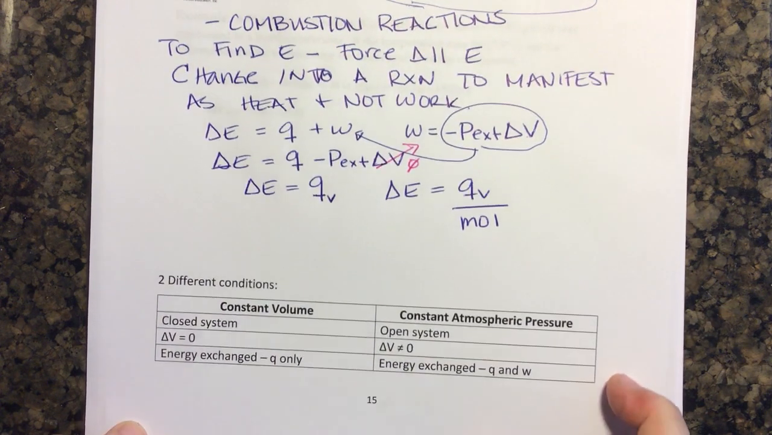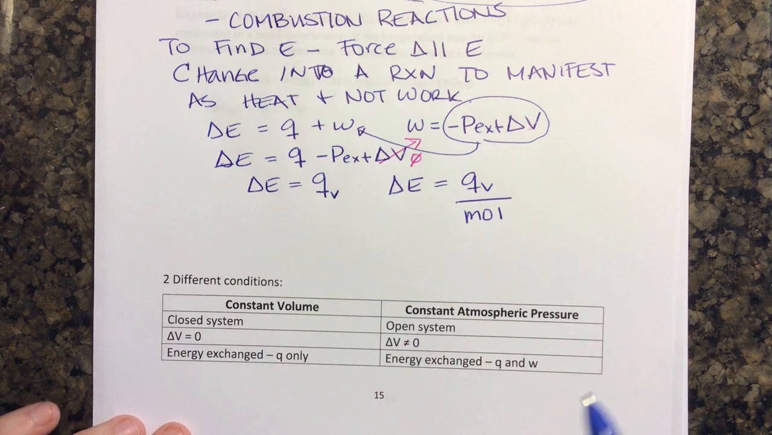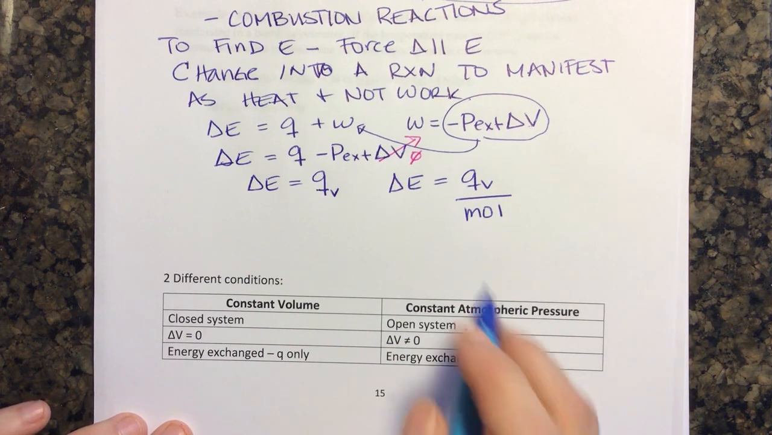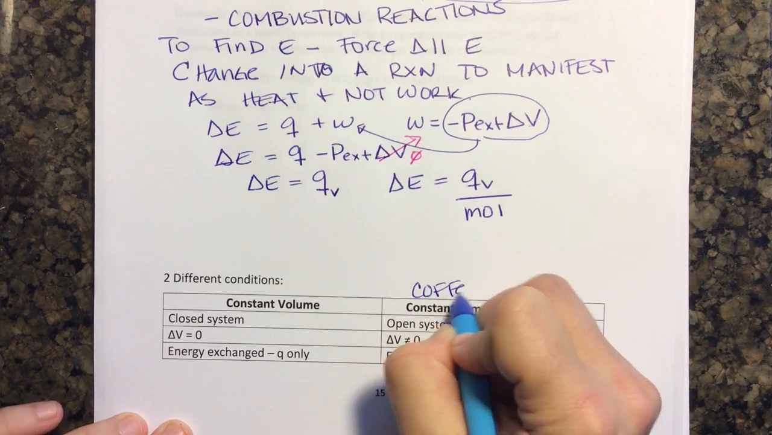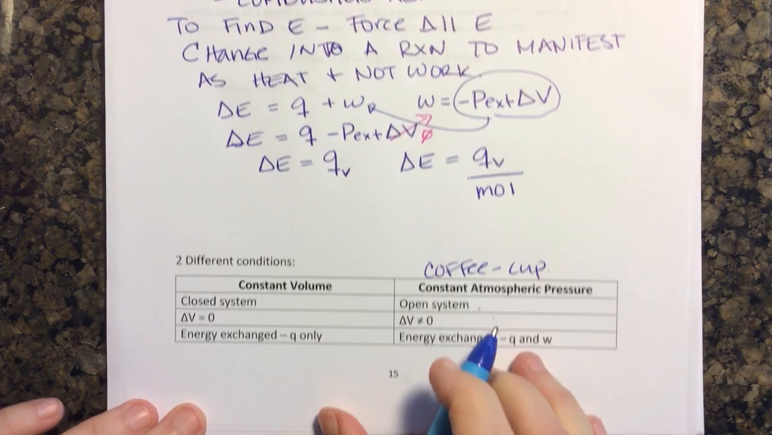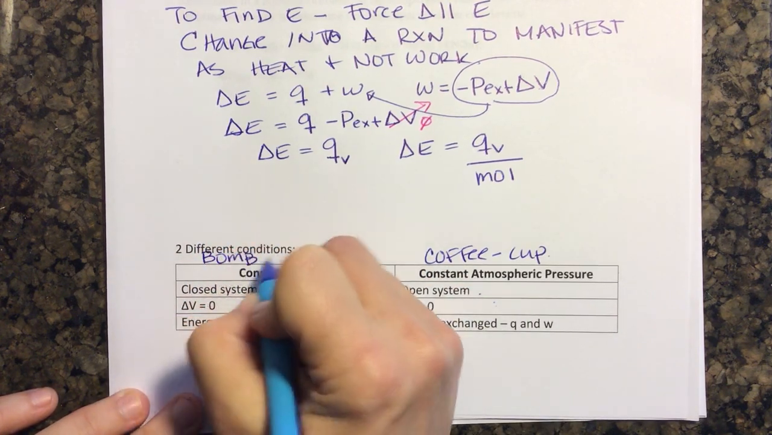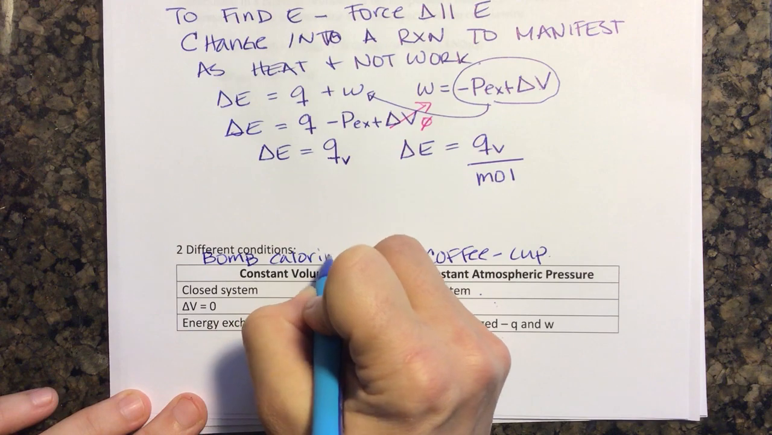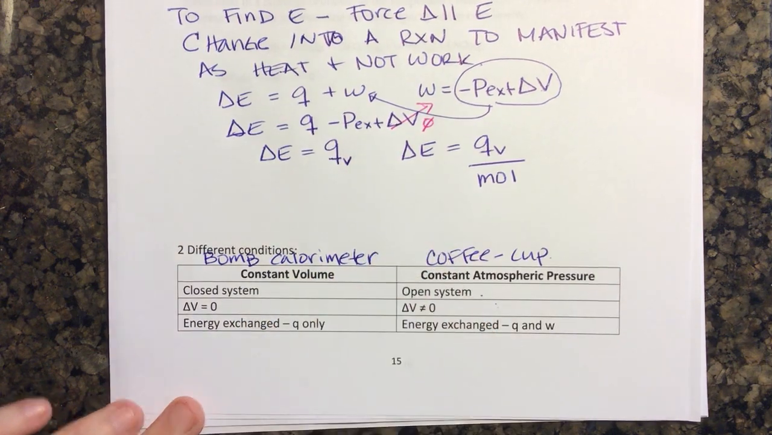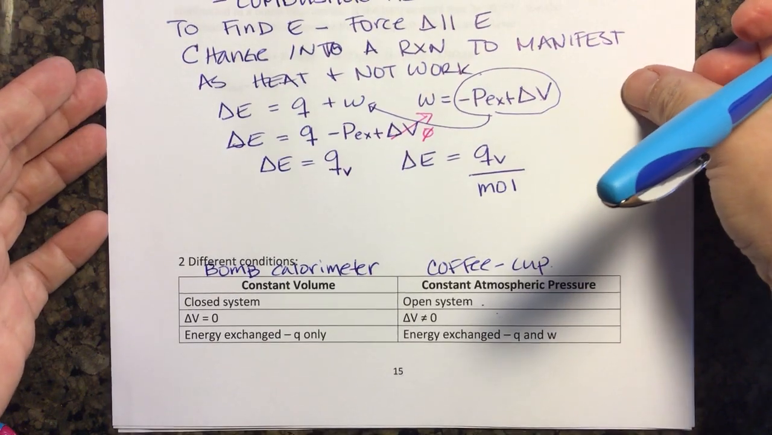And so I gave a table here just so that you can compare and contrast. Like I said earlier, on this side is our coffee cup calorimeter, so we will do that later. But here are the conditions for our constant volume. This again is our bomb calorimeter. So let's go to the next page, and I'm going to show you what a typical bomb calorimeter looks like.